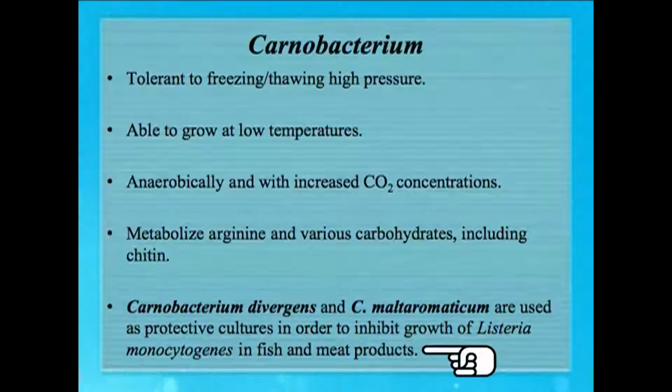are used as a protective culture in order to inhibit the growth of Listeria monocytogenes, which grows at a very low temperature and spoils freezing meat and fish products. So if Carnobacterium is able to ferment at this freezing temperature, it can inhibit the growth of Listeria.